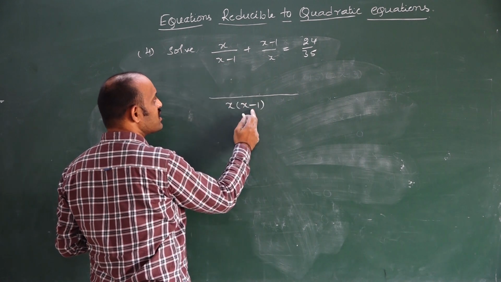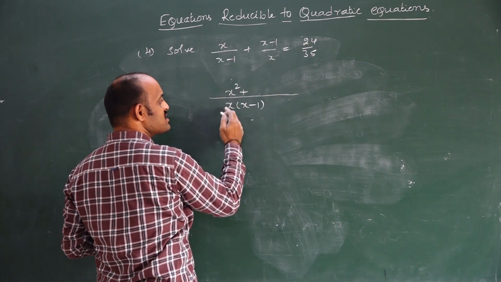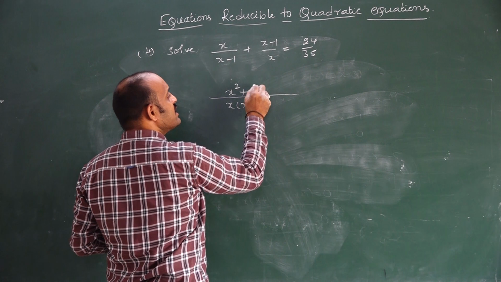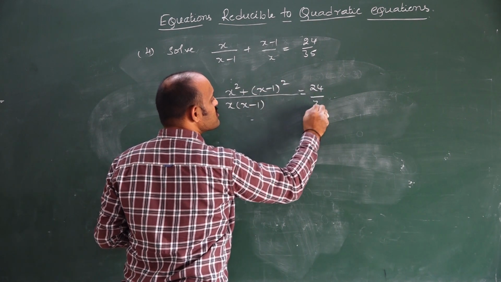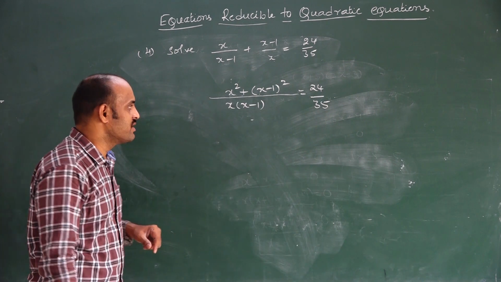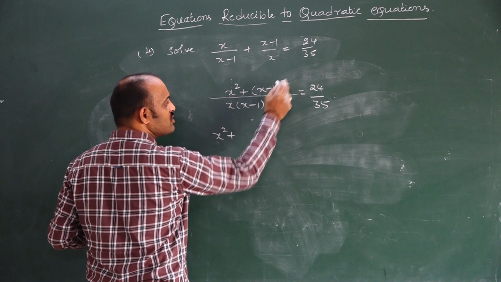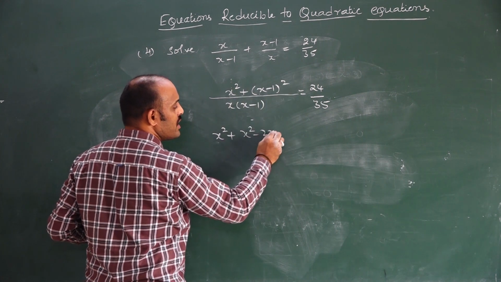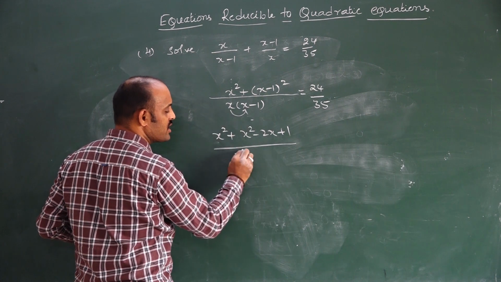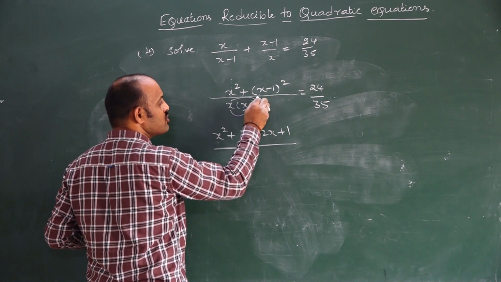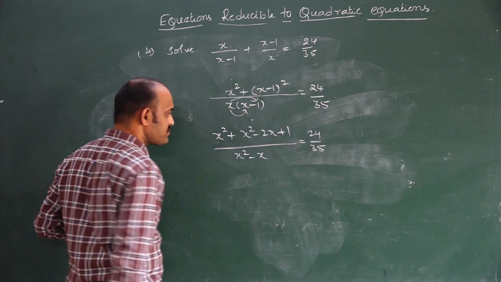Already x minus 1 is there, so with x I need to multiply x into x square. Here x is there, so with x minus 1 I should multiply x minus 1 into x minus 1 whole square is equal to 24 by 35. On expansion, x square plus, what is x minus 1 whole square? x square minus 2x plus 1 by x into x, distributive property, x square minus x into 1, x is equal to 24 by 35.